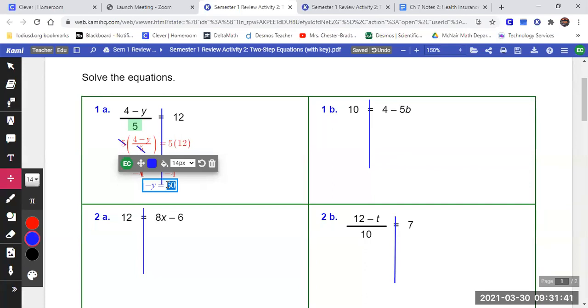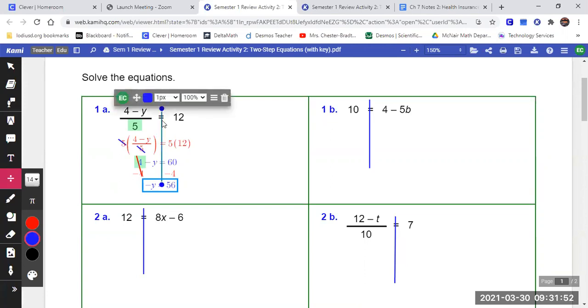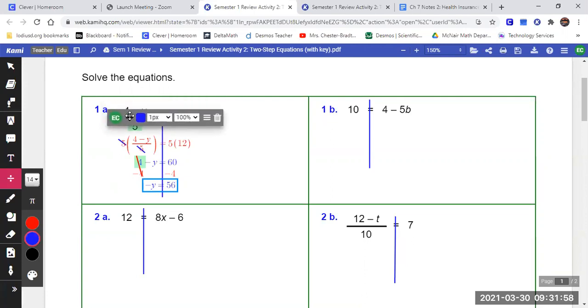$60 minus 4, 56. Now, is that y completely and totally alone? No. There's something with the y. What's with the y that we know is there but do not see it because multiplying by it doesn't really show up?